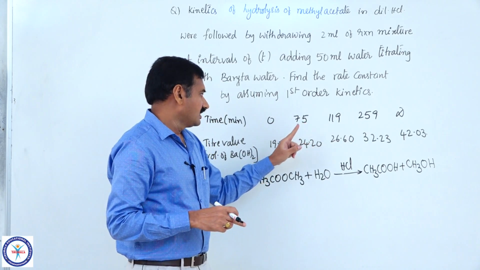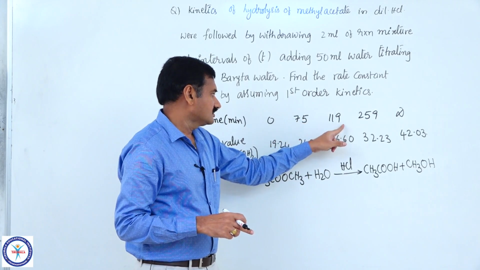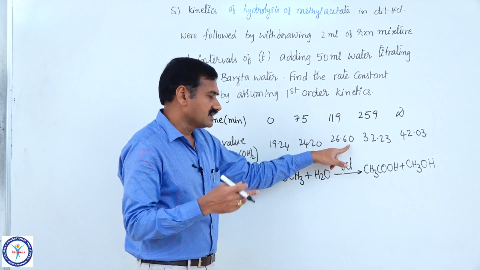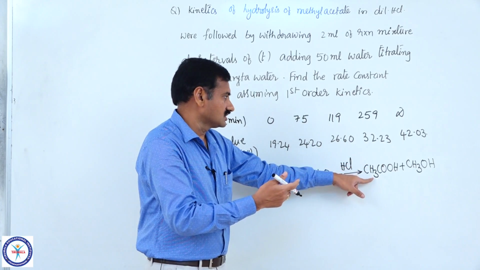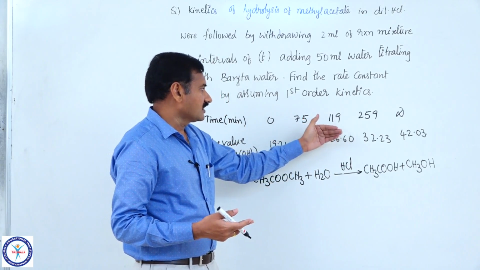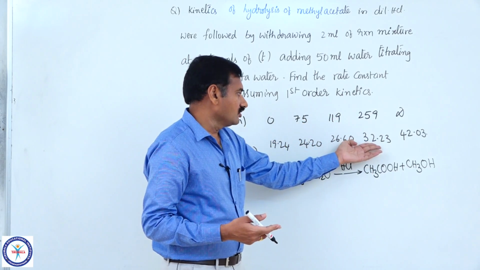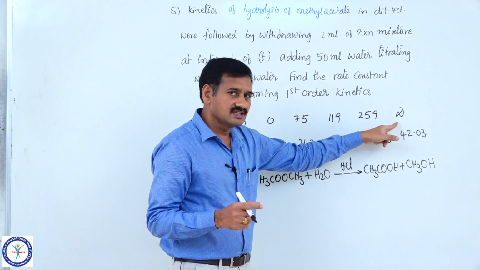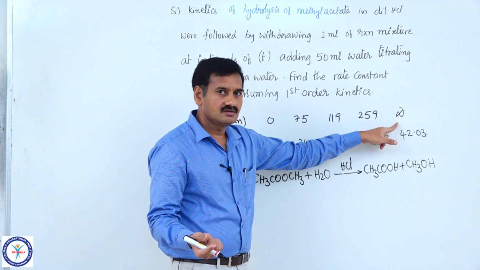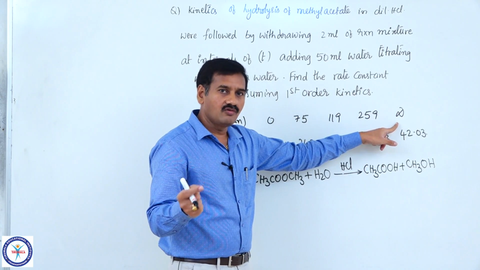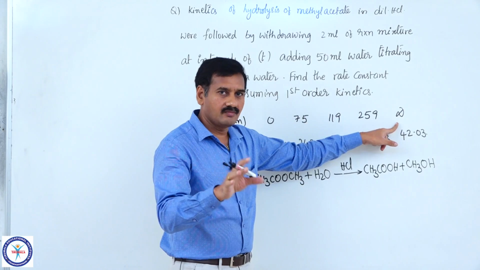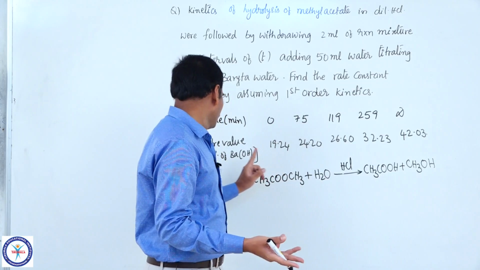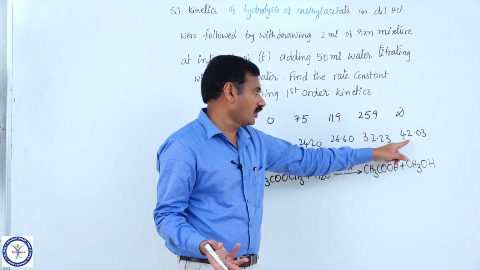Next one. At time t equal to 119 minutes, some more extra volume of barium hydroxide is needed, reason: some more amount of acetic acid is produced. Similarly, with further progress of reaction, again volume of barium hydroxide is increased. At time t equal to infinity, what does it mean? Infinity time means we have to assume the reaction is 100% completed, almost completed. So, at infinity time, volume of barium hydroxide required is 42.03 ml.